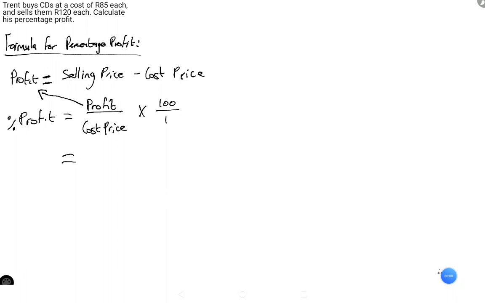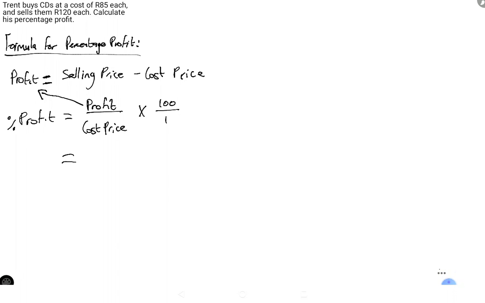All right, we're back again, and now we're calculating the percentage profit. Percentage profit. All right, let's read the question. Trent buys CDs at a cost of 85 rands each and sells them for 120 rands each. Calculate his percentage profit.